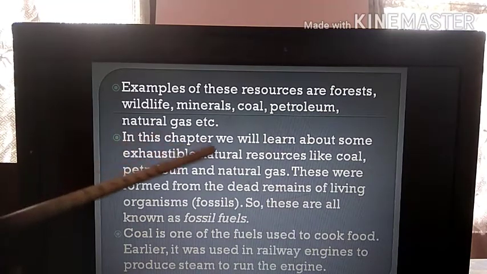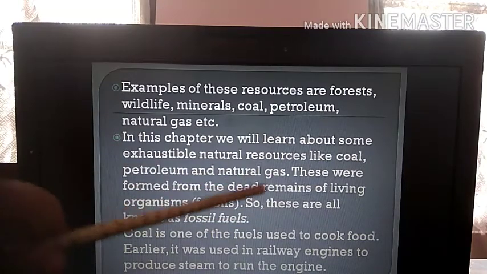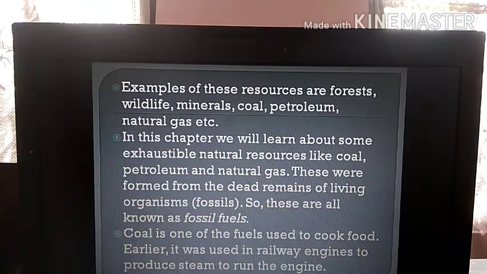In this chapter, we will learn about some exhaustible natural resources like coal, petroleum and natural gas. We are going to basically study coal and petroleum and a little bit about natural gas. These were formed from dead remains of living organisms, that is fossils. Now, fossil means what? Suppose a plant or animal dies. What will happen? If the dead body remains in the soil, then microorganisms will act on it and it will break down into small pieces, right?